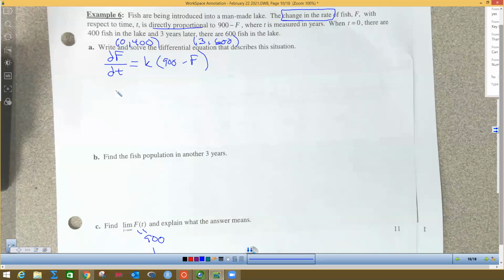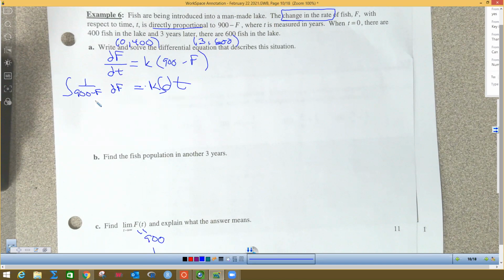So I've got to get all my capital F on the left side. So I have to divide by that 900 minus F right there. And then I have to get my t's on the right side, so I multiply my dt over. And I'm going to do the integral on both sides. So this is extremely like the bear problem we just did, very similar.